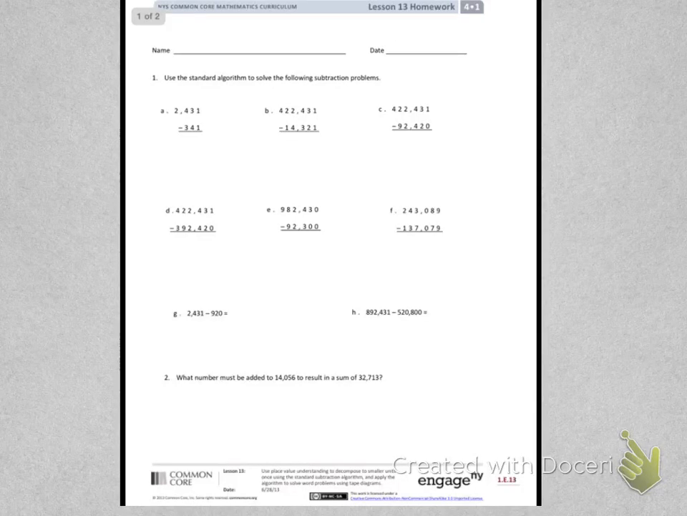Grade 4, Module 1, Lesson 13 homework. Problem number 1. Use the standard algorithm to solve the following subtraction problems. A.